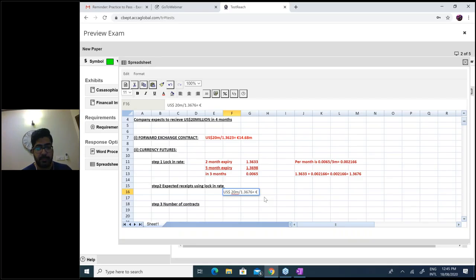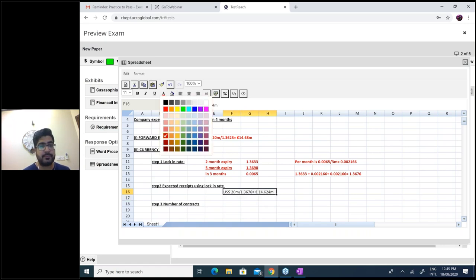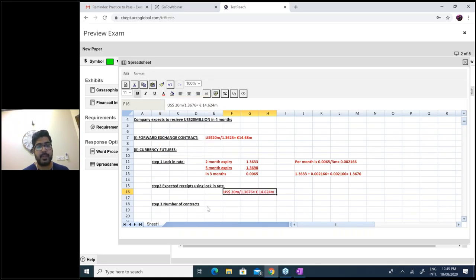euro 14.624 million. Okay, so this is the expected receipt using this lock-in rate. And finally, you need to enter the number of contracts. Okay, so what is the receipt? It's 14.624 million. Okay, 14.624 million is the receipt.